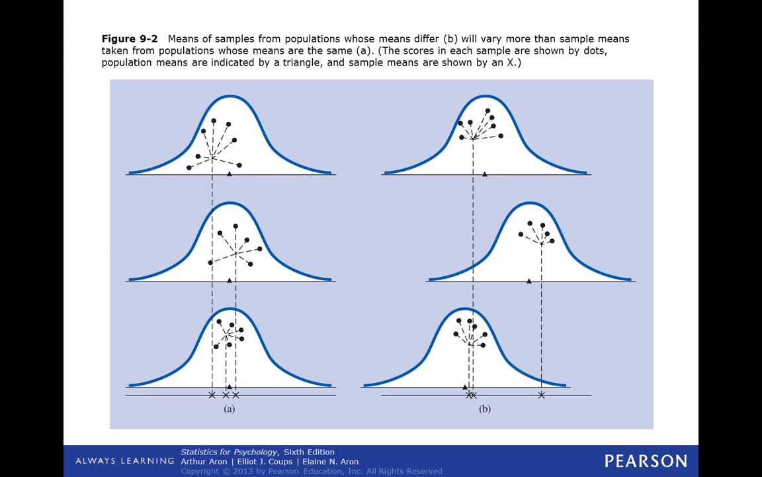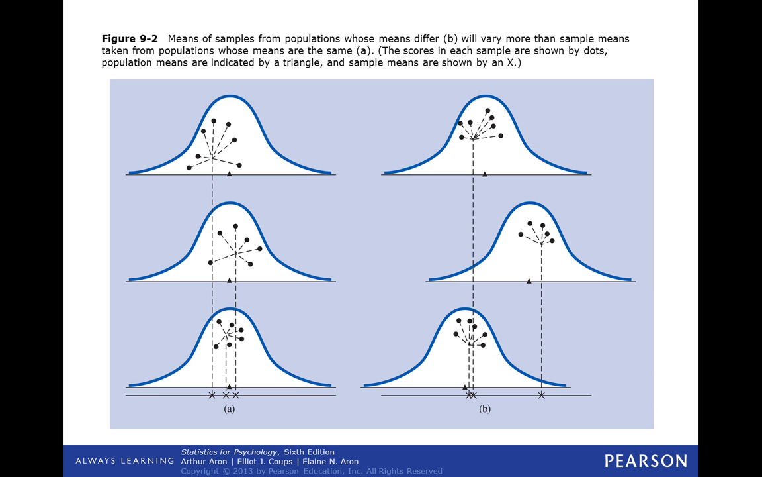What this particular figure shows is that the sample means taken from populations whose means differ will vary more than the sample means taken from populations whose means are the same. The scores in each sample that you see are shown by particular dots. So again, where you choose to draw the means, in other words, the groups, the people who end up in your group, will influence the similarity between the group means.